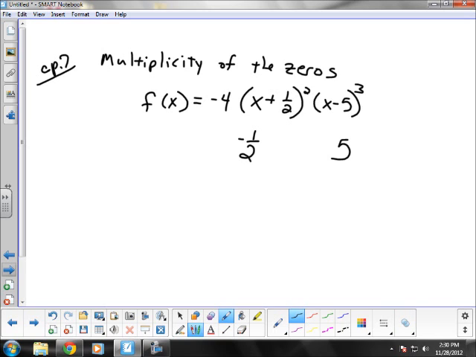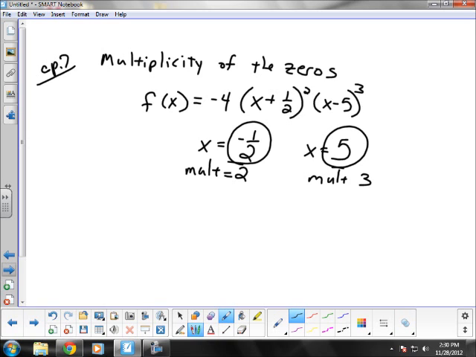But at this 0, x equals negative 1/2, what's its multiplicity? Multiplicity is 2 because it's squared. That term is squared. So it means that negative 1/2 happens twice if I listed it out, right? And then this 0, x equals 5, has a multiplicity of 3. So what does that say to you in terms of the graph? Well, it bounces off at negative 1/2, and it's going to cross over at 5. Good.